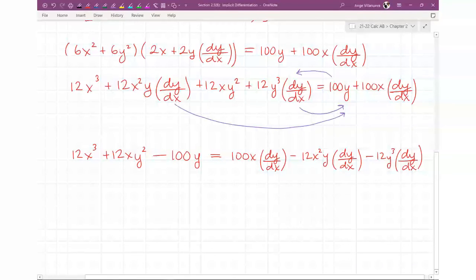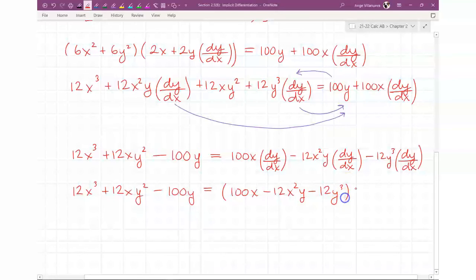It doesn't matter which side you choose. Just move it to some side, either right or left. What I'm going to do now is factor out the dy/dx from all of those three terms. Okay? So I'm going to factor dy/dx out. So 12x cubed plus 12xy squared minus 100y equals 100x minus 12x squared y minus 12y cubed, dy/dx.